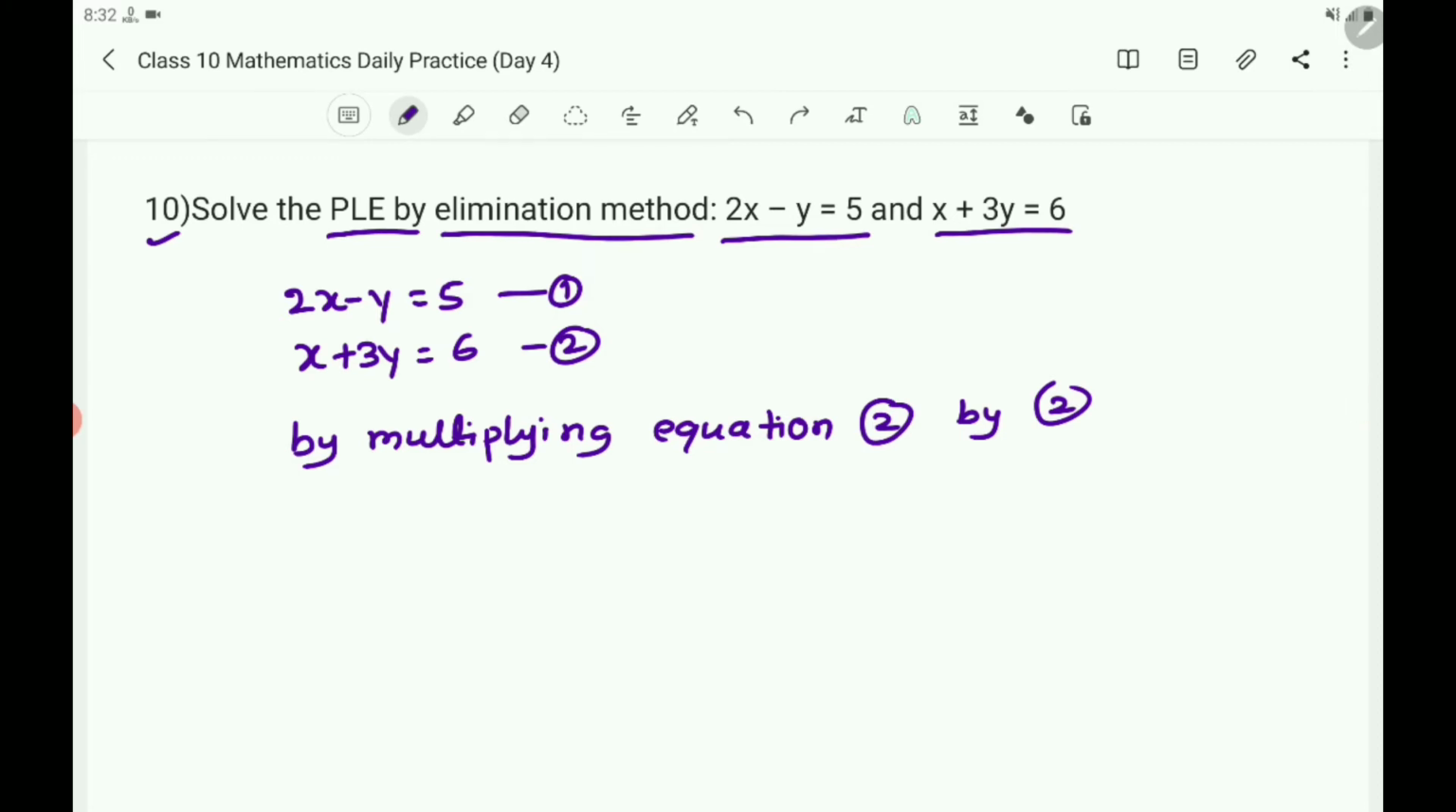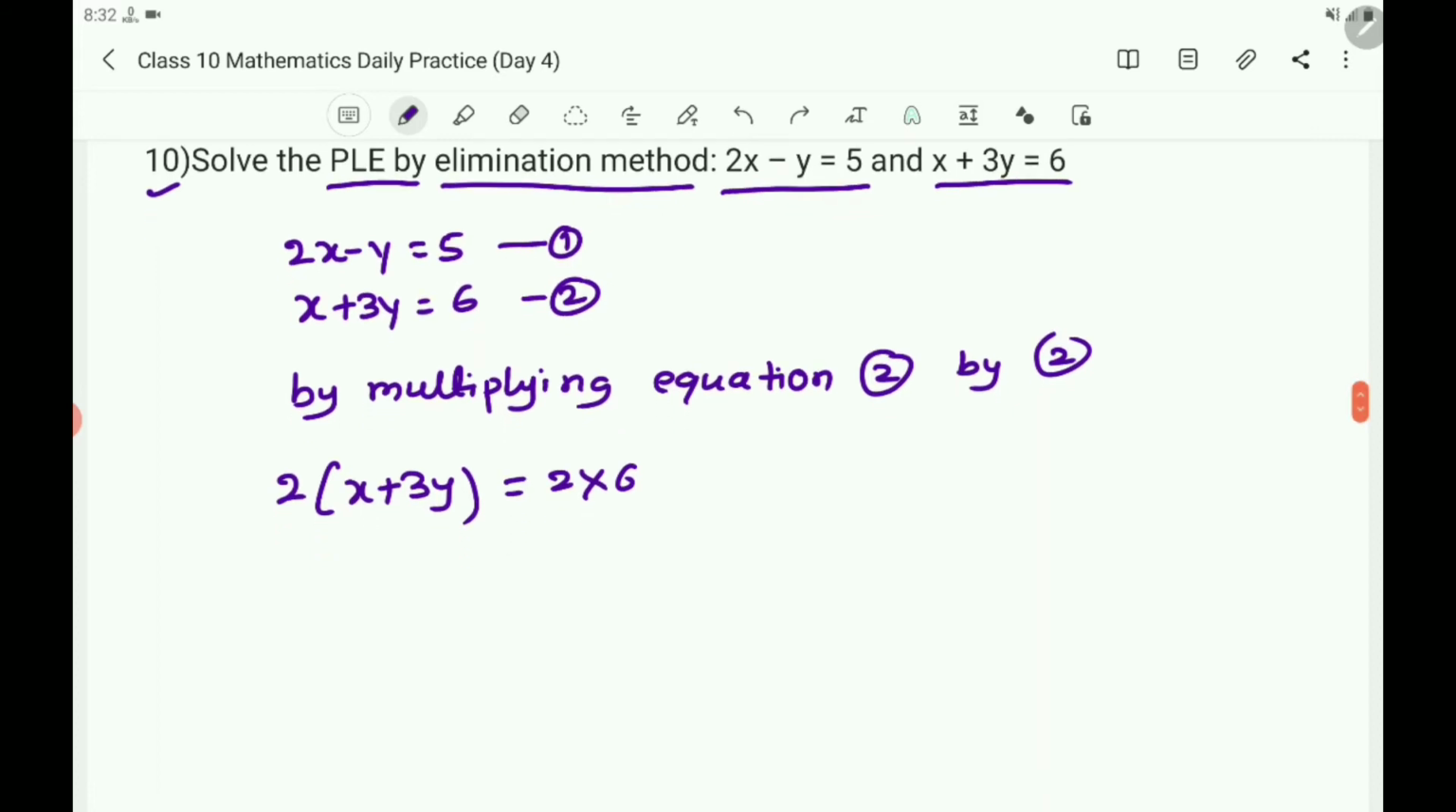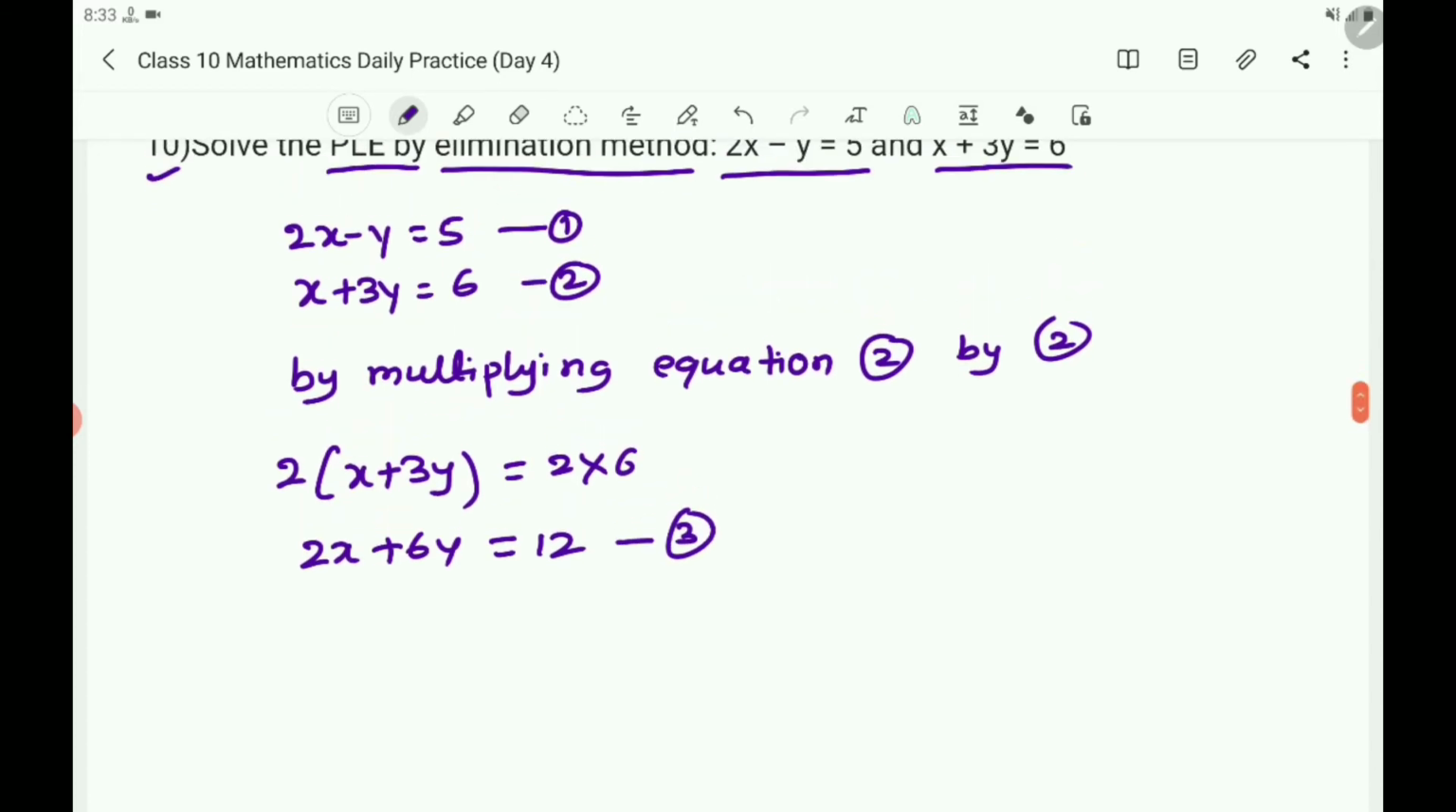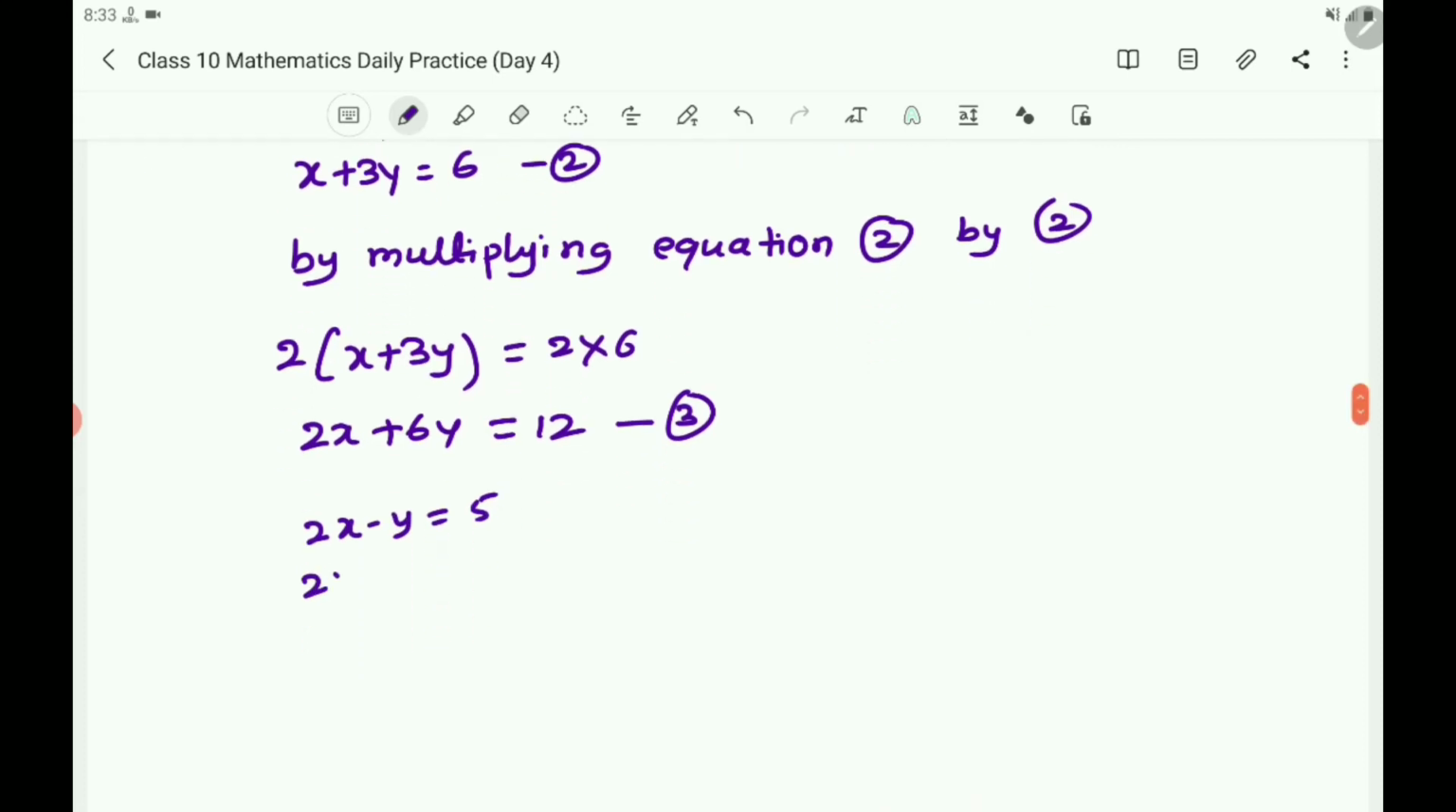Then you write, that is 2 into x plus 3y equals 2 into 6. Here we have to multiply both sides by 2, that is 2 into x plus 3y equals 2 into 6. Then it becomes 2x plus 6y, 2 into x is 2x, 2 into 3y is 6y equals 12. Now you consider this is the third equation. Now you write the first equation, 2x minus y equals 5 and 2x plus 6y equals 12. This is the first equation, this is the third equation.